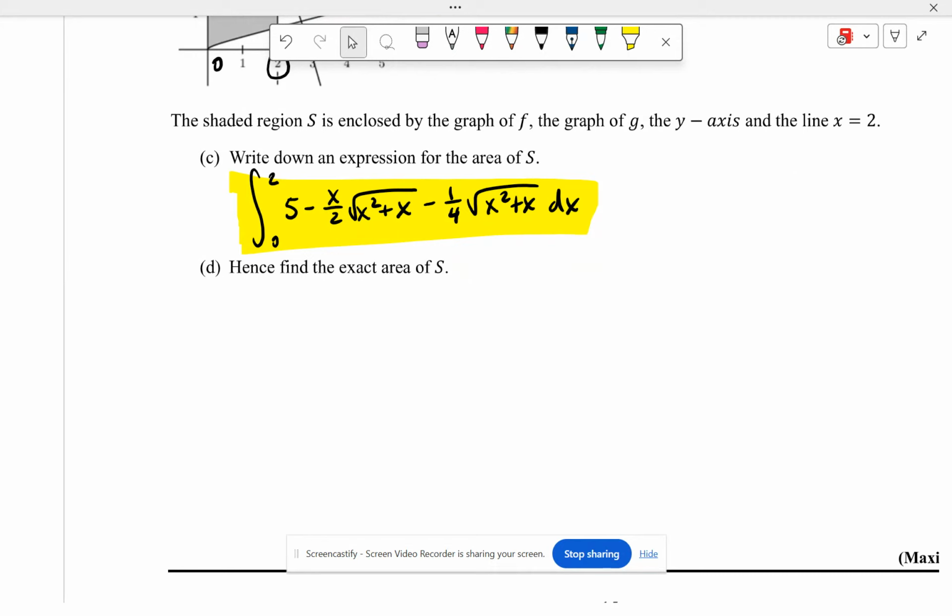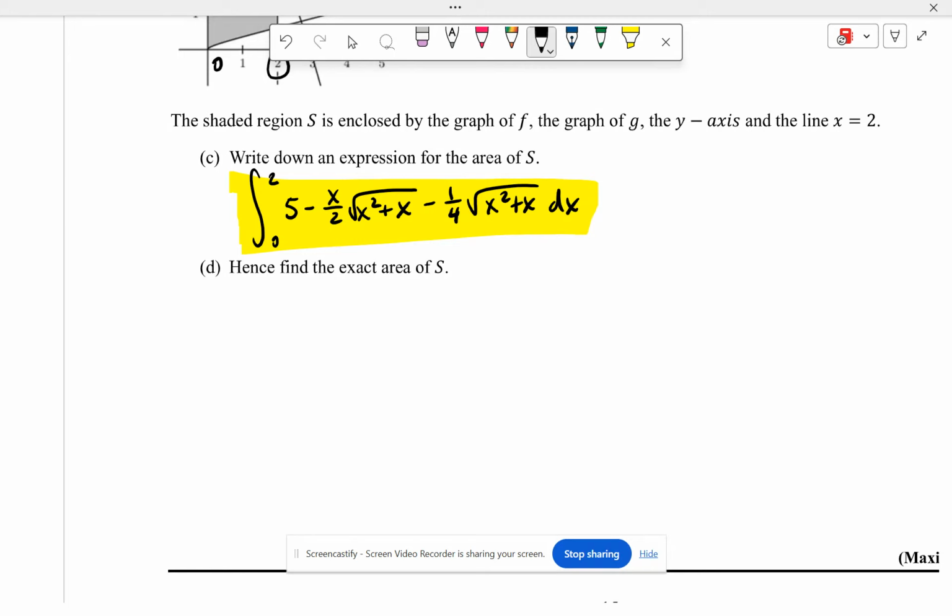It says, hence, find the exact area of S. So the exact area of S is going to come from us evaluating this up here, right? Don't get freaked out. What are our integral rules? We can break up integrals with pluses and minuses. They're just like polynomials, right? So if I wanted to, I could break this up as the integral from 0 to 2 of 5 minus the integral of the second thing minus the integral of the third thing, right?